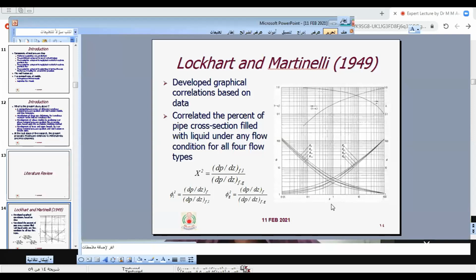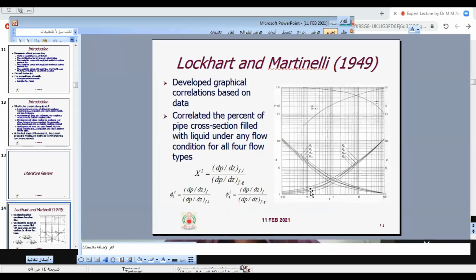Usually in literature we express frictional pressure drop in dimensionless form. In case of using the homogeneous model, we use friction factor, either Darcy friction factor or Fanning friction factor. For the separated model, we use something called two-phase friction multiplier, which has the symbol phi squared. In this curve, we have phi L squared and phi G squared. Phi L squared is defined by two-phase frictional pressure drop to single phase liquid pressure drop, and phi G squared equals the ratio of two-phase frictional pressure drop to single phase gas pressure drop.